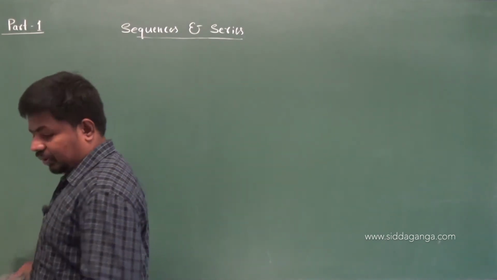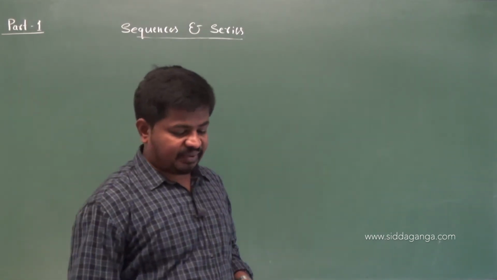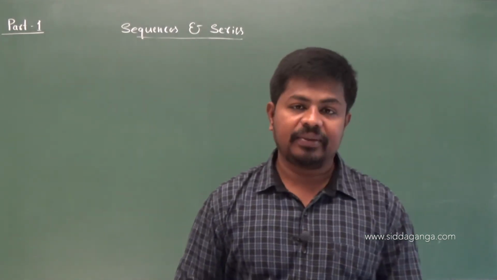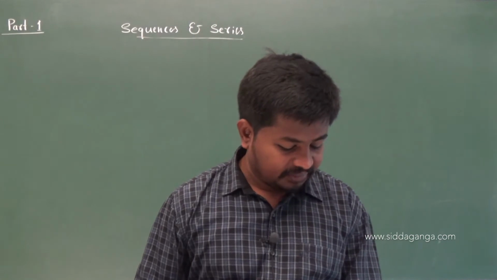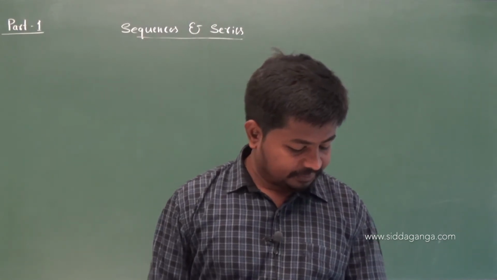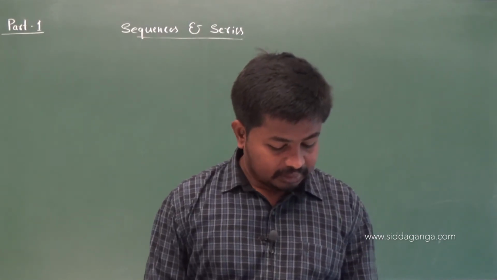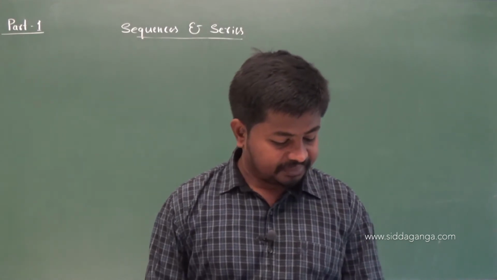Yes, we talked about finite and infinite sequences, right? A finite sequence is a sequence in which we have a finite number of elements, and an infinite sequence is a sequence in which we have an infinite number of elements. And we also talked about the Fibonacci sequence, an important one.